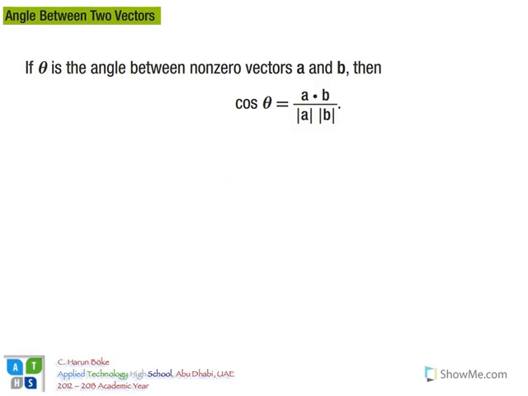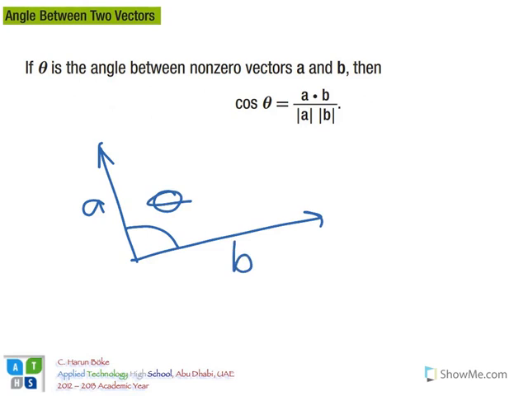In this video, we will talk about how to find the angle between two vectors if they are not orthogonal. Actually, we have a formula for this. If theta is the angle between non-zero vectors a and b, let's say the vectors are like this, and this is theta, then the cosine of theta is given to be a dot b over the product of the magnitudes of a and b.